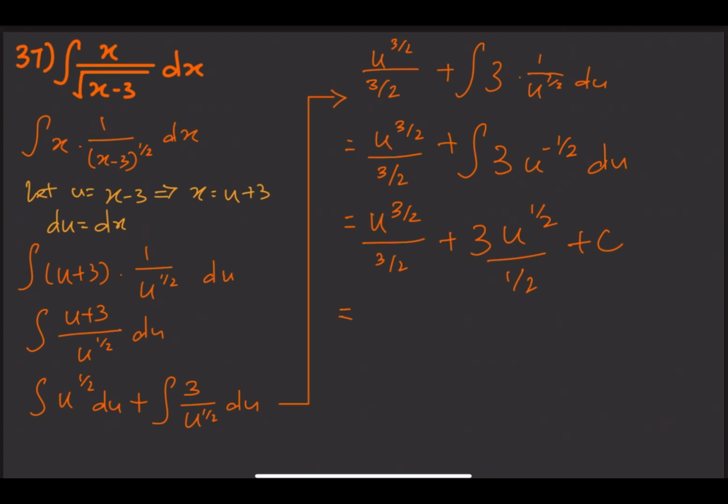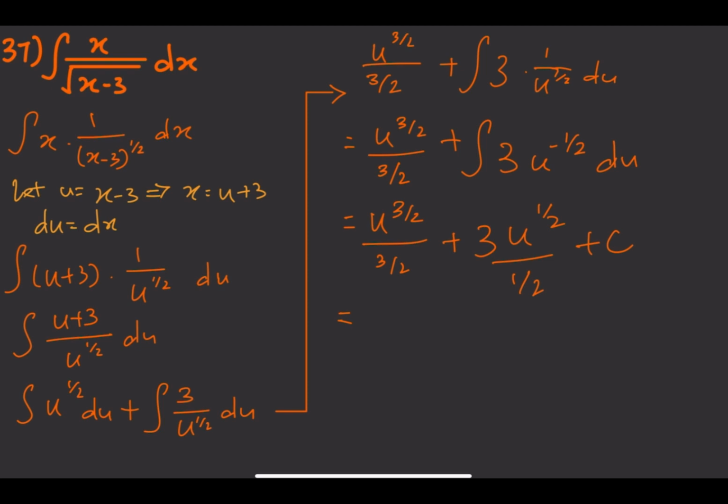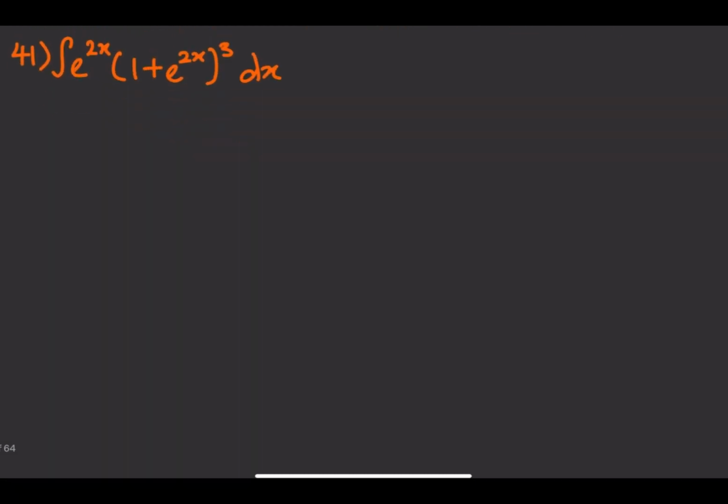And then if you want to simplify first, you can, but in this case I'll just substitute back. Since u equals x minus 3, you get x minus 3 to the power of 3 over 2 divided by 3 over 2, plus 3 divided by half, which is 6, times x minus 3 to the power of 1 over 2, plus c, and that is your final answer. Let us move on to the last question.